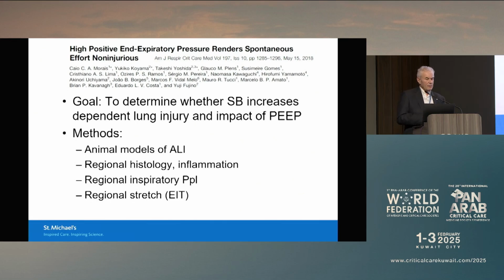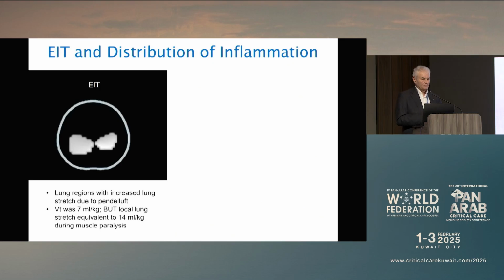This is a study from Morris et al., looking at assessing whether spontaneous breathing could depend on the level of PEEP, and could the injury cause depend on the level of PEEP. And they used animal models of acute lung injury, and looked at a number of things. I'm just going to show you the EIT and the distribution of inflammation.